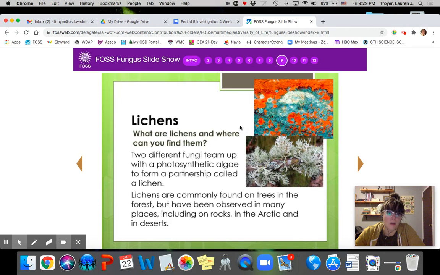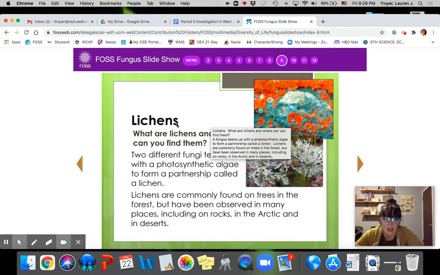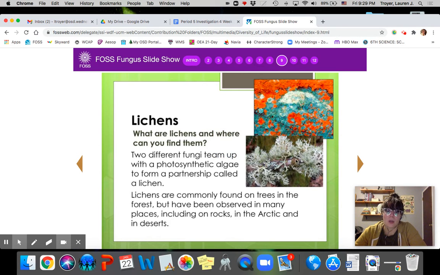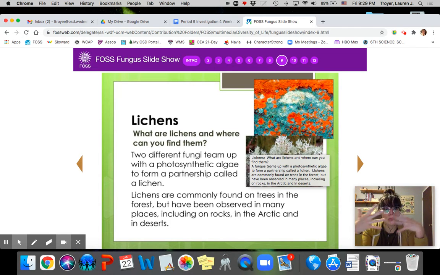Okay, these are not harmful. Lichens are just cool. It's a unique thing, so it has its own slide. A lot of people don't know this, but a lot of people think a lichen is like coral or it's a plant. It's actually not coral, and it's not a plant. It is a fungi that is teamed up with a photosynthetic algae. An algae is a plant, but a fungi is not. They team up, so it's two organisms actually working together to live and survive.